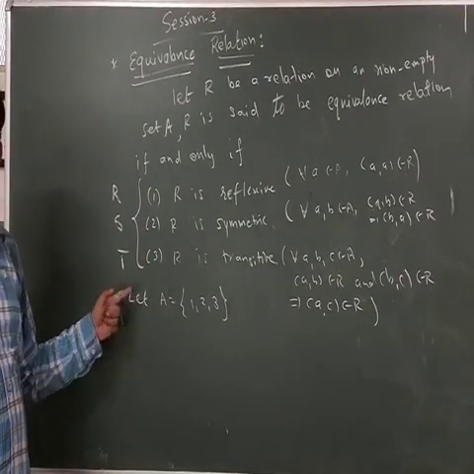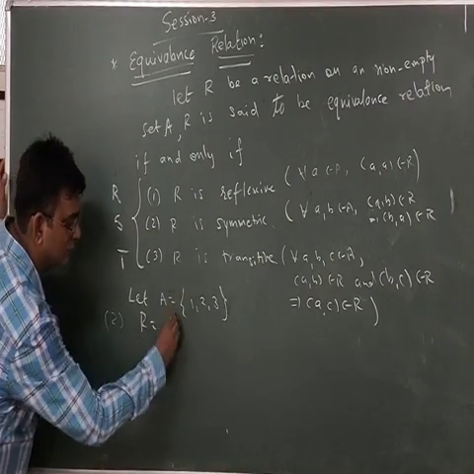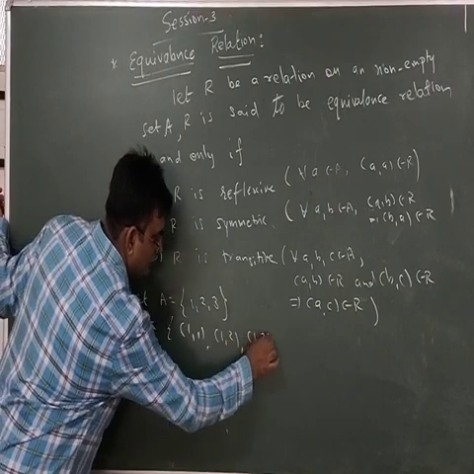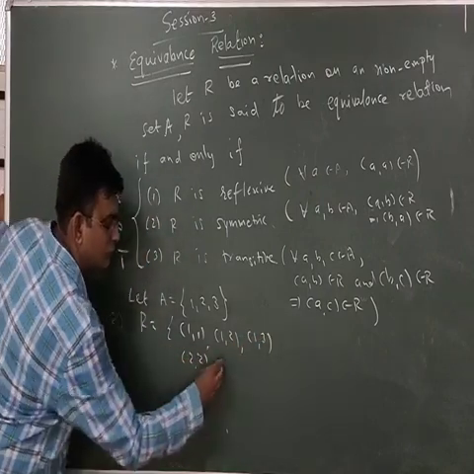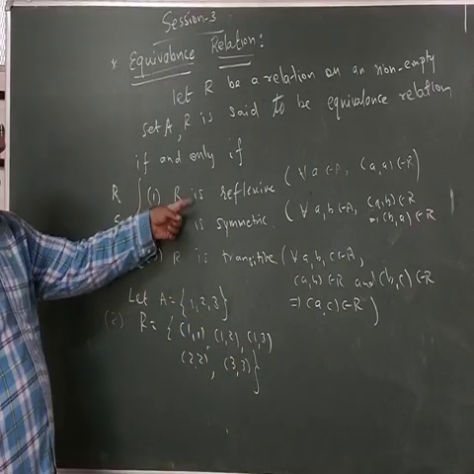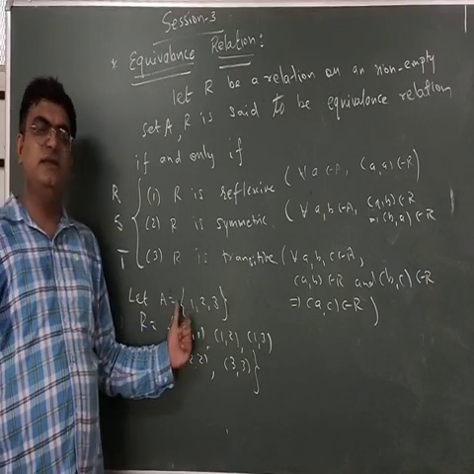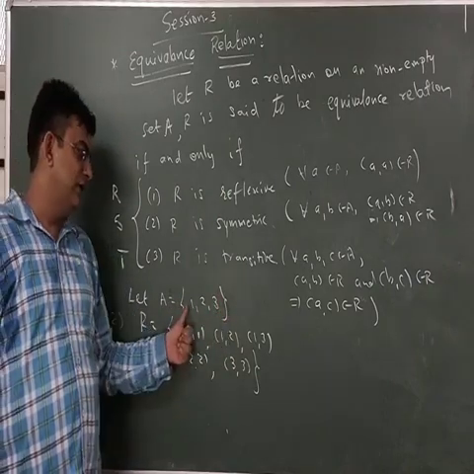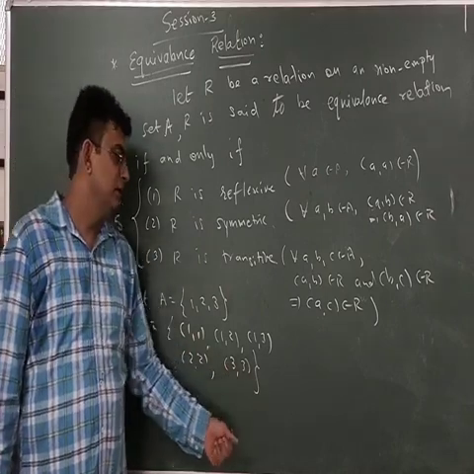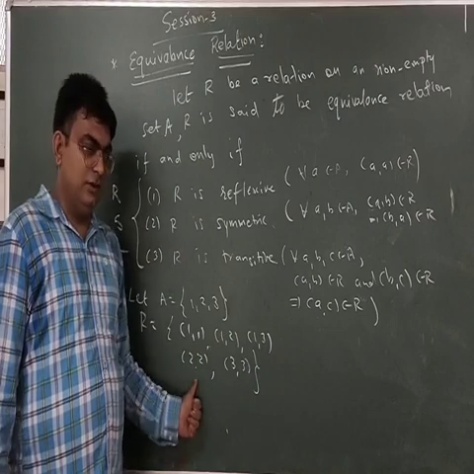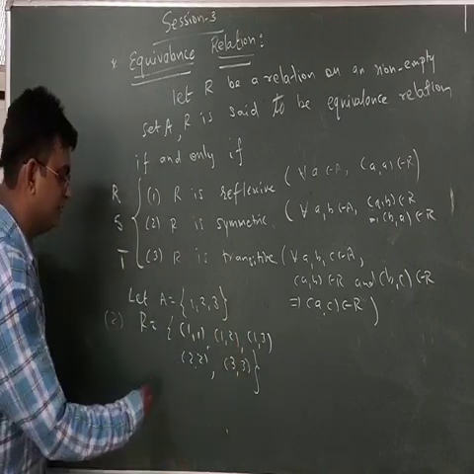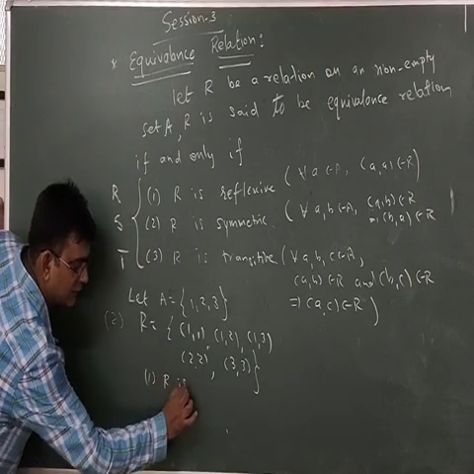Let us see the second example. R is equal to {(1,1), (1,2), (1,3), (2,2), (3,3)}. Now let us see whether it is reflexive or not. How many elements are there? Three elements: 1, 2, 3. 1 is related to 1, yes. 2 is related to 2, yes. 3 is related to 3, yes. So it is reflexive. 1 is related to 2, but 2 is not related to 1, so it is not symmetric.